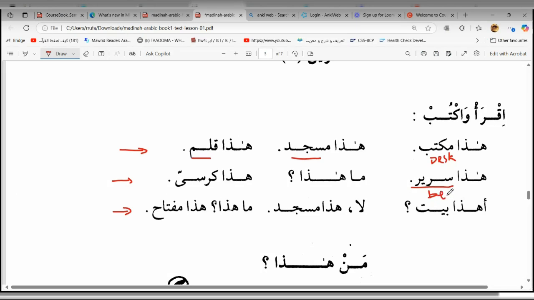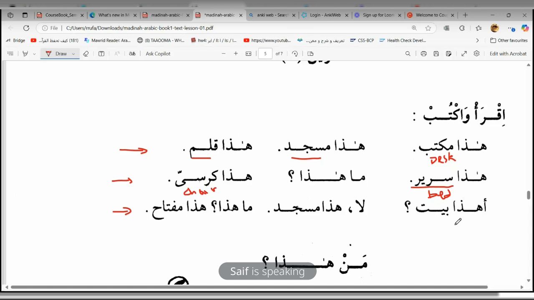ما هذا؟ What is this? Very good. هذا كرسي. This is a chair. Very good. And next we have Saif. هذا بيت؟ لا. هذا مسجد. ما هذا؟ هذا مفتاح. Try to make this longer. Miftah. مفتاح. Very good. Now, can you tell us what these mean? The words you just read.